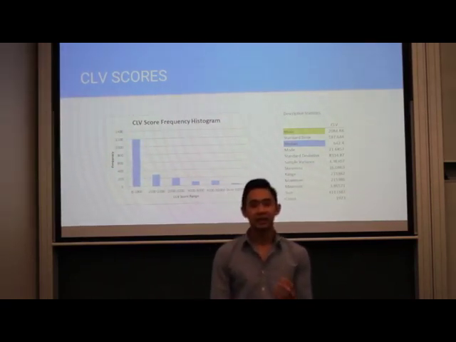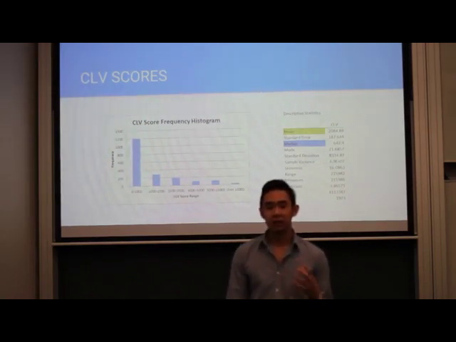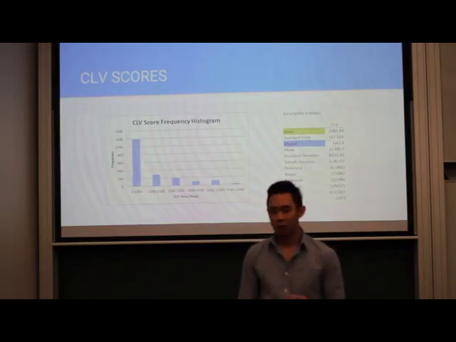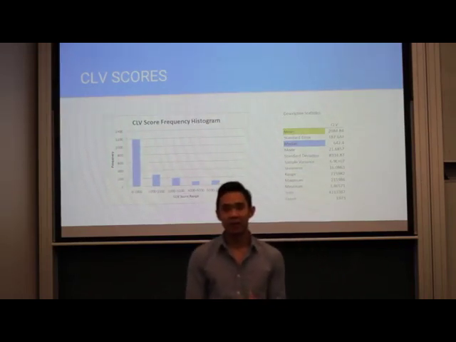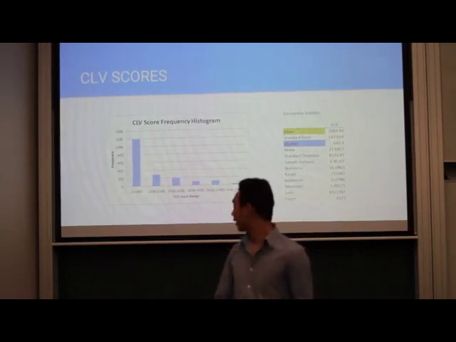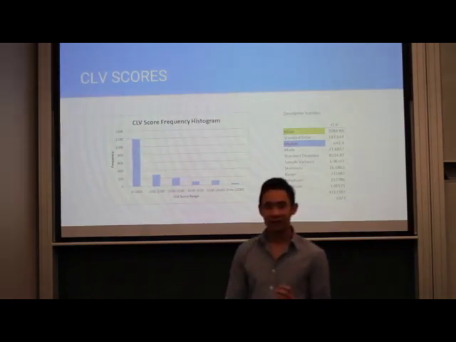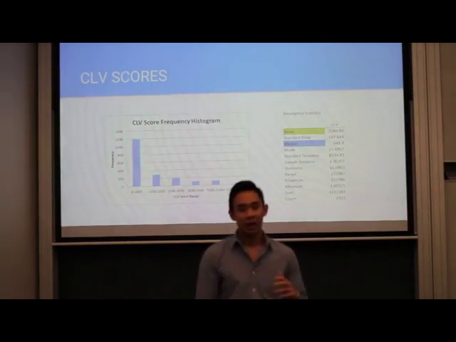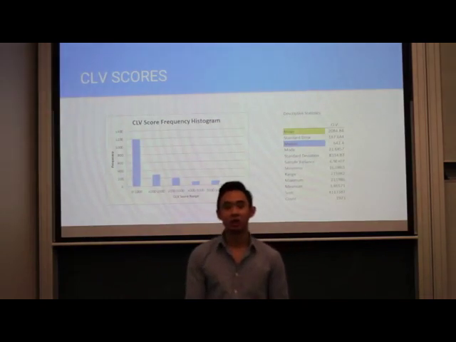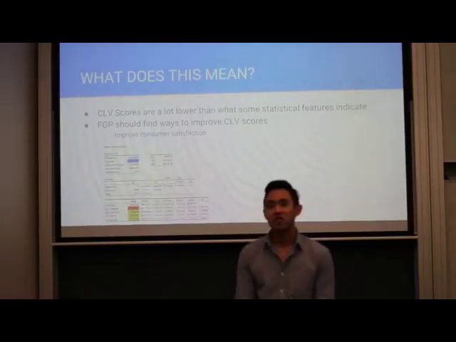As you can see in the histogram, the graph is skewed to the right, meaning that most consumers are within the lower range of CLV scores. When we look at the descriptive statistical analysis, we see that the mean is unusually high. This is because we have consumers who score over 10,000, which really distorts the mean. A more accurate way would be to look at the median, which is the middle score, and this score is 642. So what does this mean for FGP?